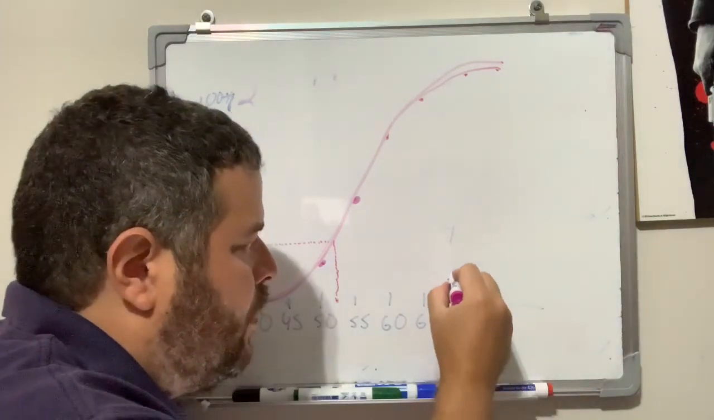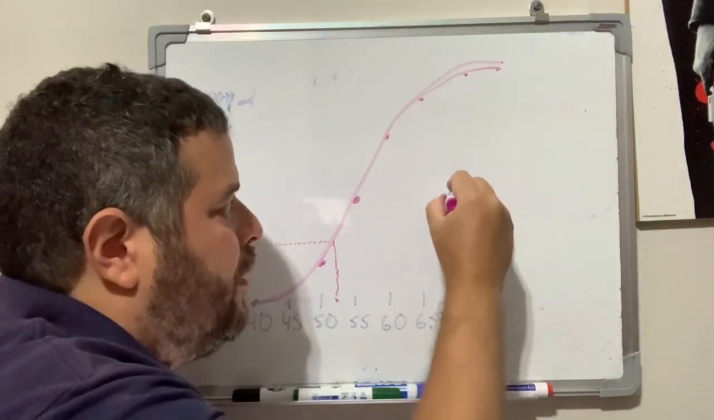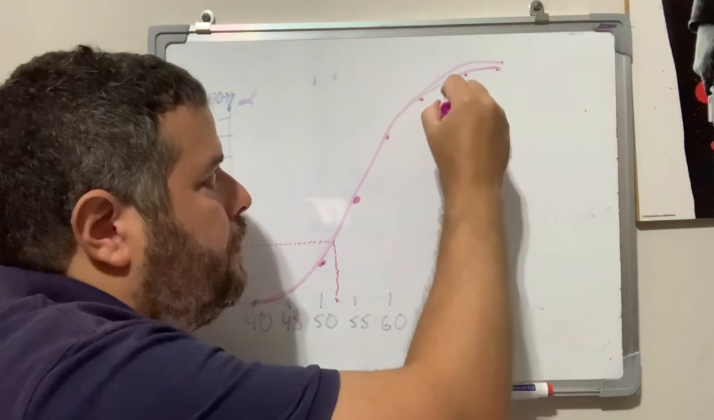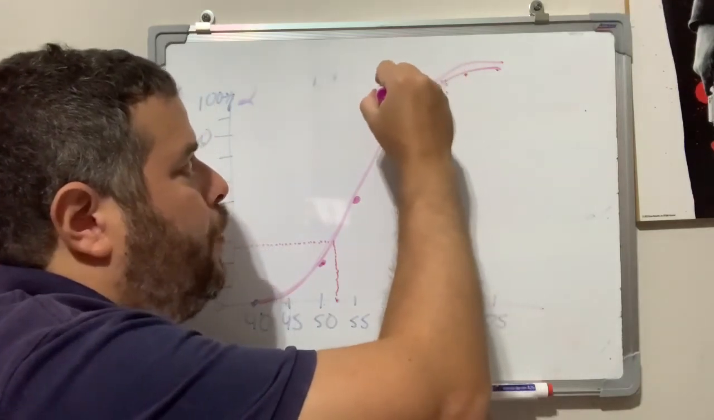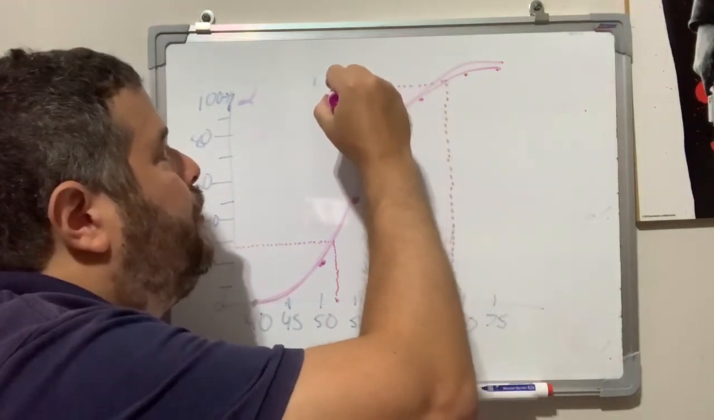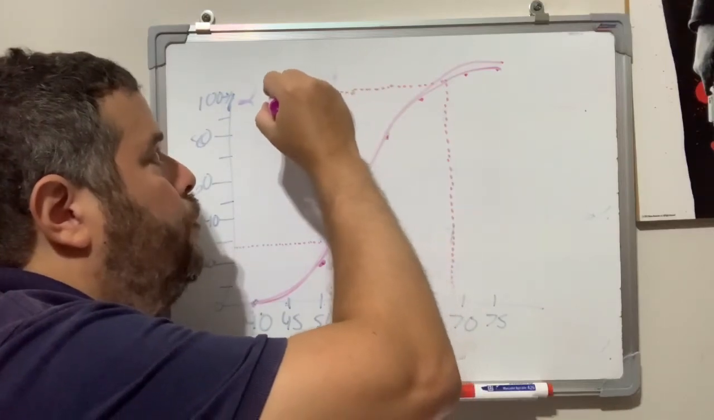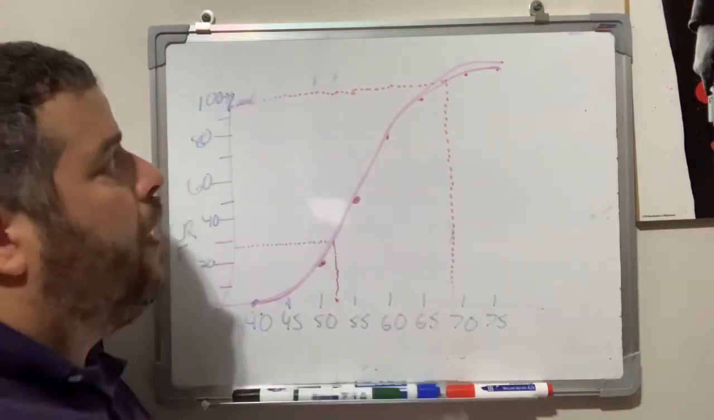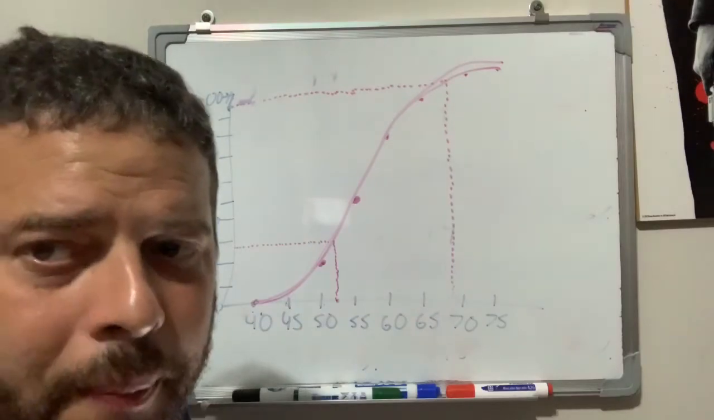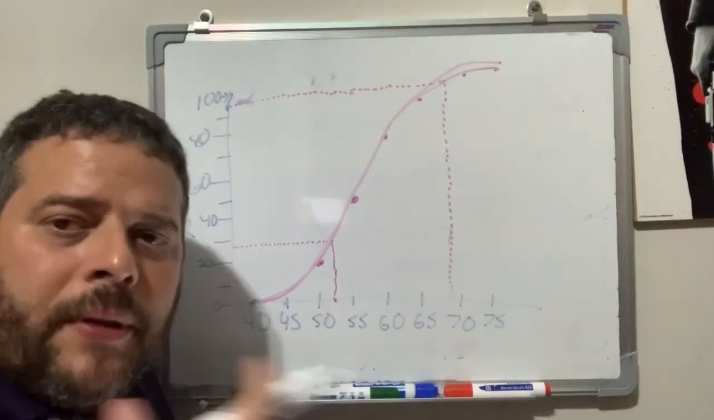68, I draw my somewhat vertical line. Now I draw my somewhat horizontal line. Please do yourself a favor and use rulers for this. So I'm guessing 95th percentile maybe. Again, this is a poorly done graph, but that's the point.